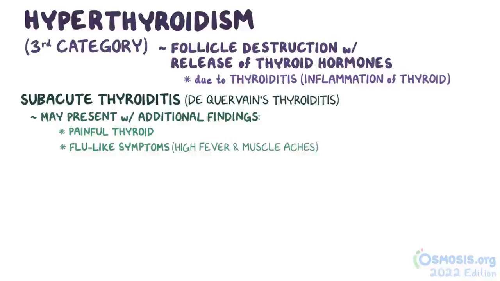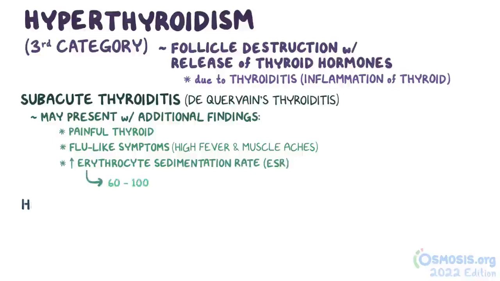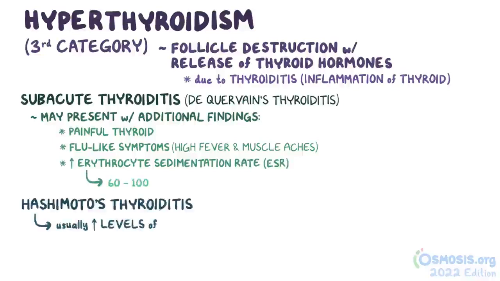Additionally, with subacute thyroiditis, there may be a high erythrocyte sedimentation rate, or ESR, typically in the range of 60 to 100. In Hashimoto's, there are usually high levels of anti-thyroperoxidase, or anti-TPO antibodies in the serum.